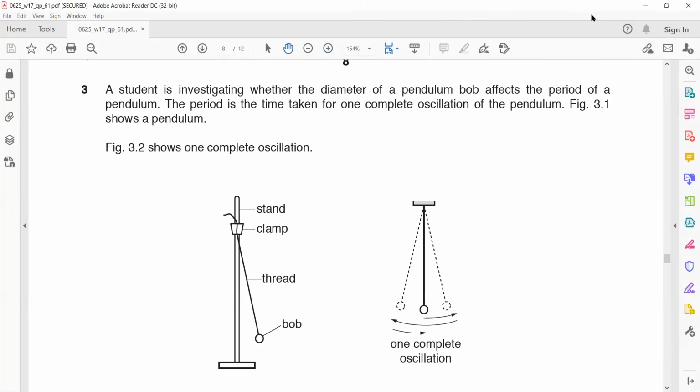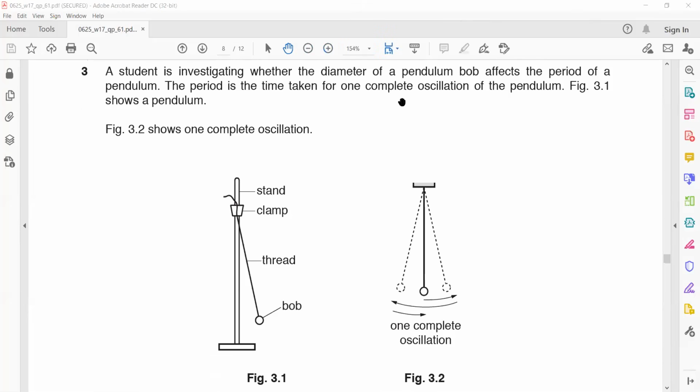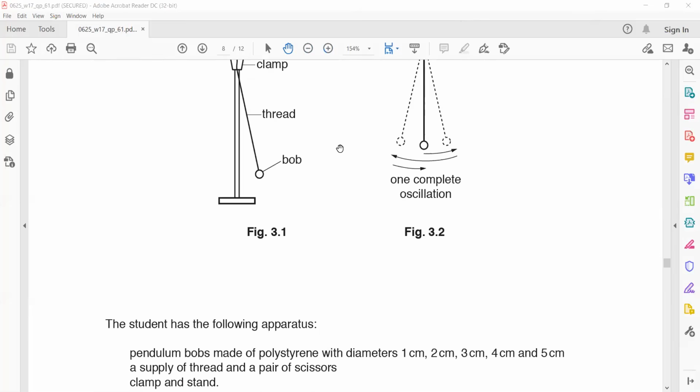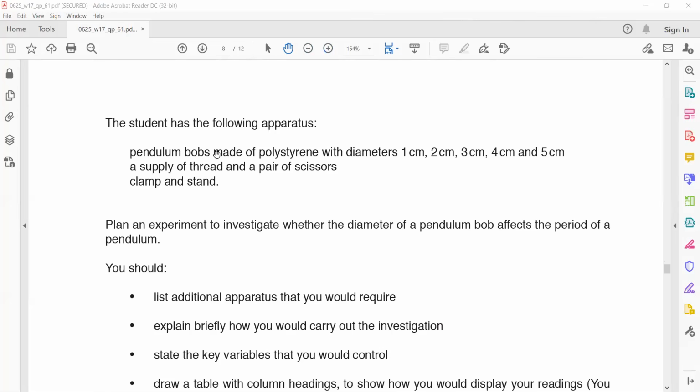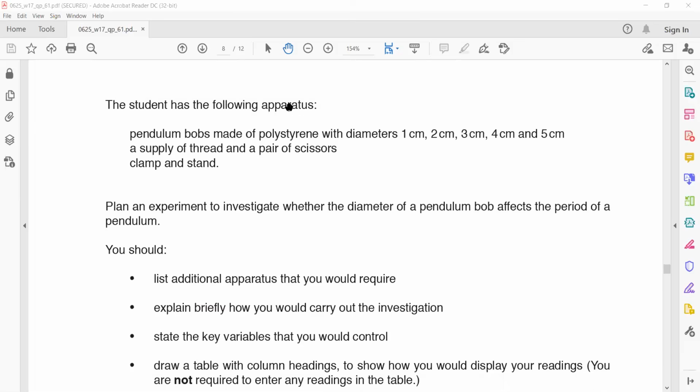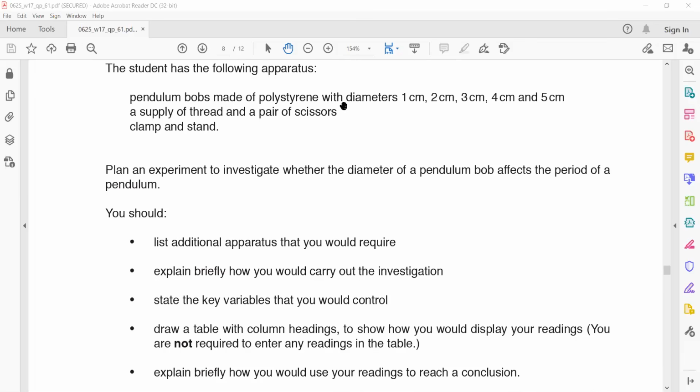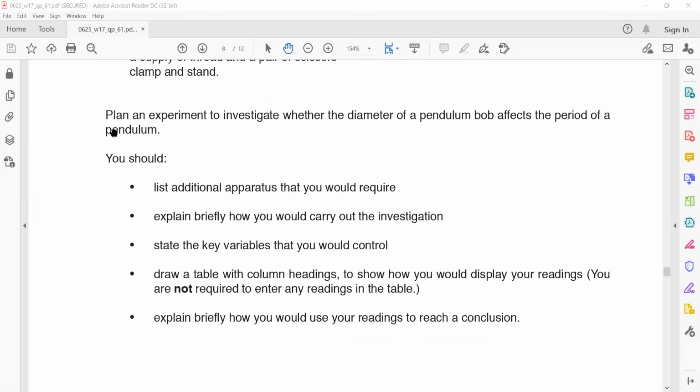A student is investigating whether the diameter of a pendulum bob affects the time period of a pendulum. The period is the time taken for one complete oscillation. Figure 3.1 shows a pendulum oscillating. Figure 3.2 shows one complete oscillation. The student has the following apparatus: a pendulum bob made from polystyrene with diameters 1, 2, 3, and so on. Plan an experiment to investigate whether the diameter of the bob affects the period.